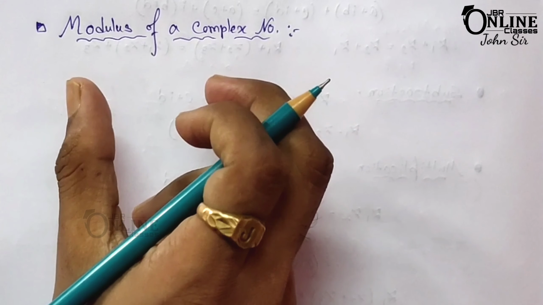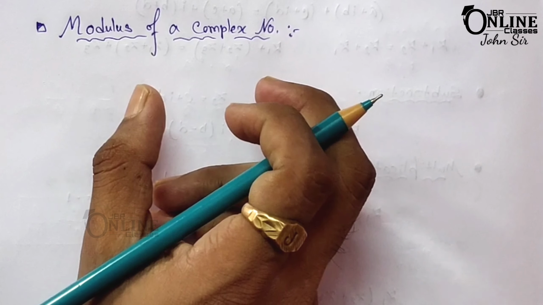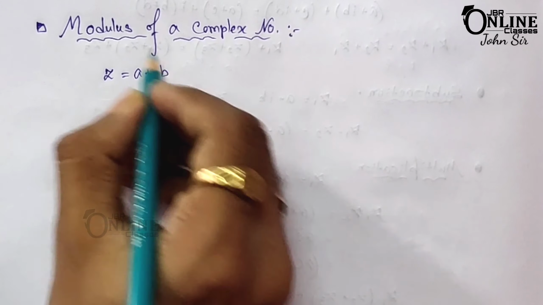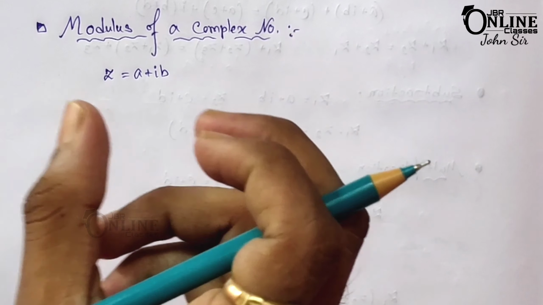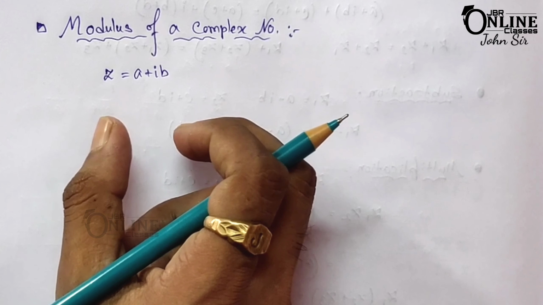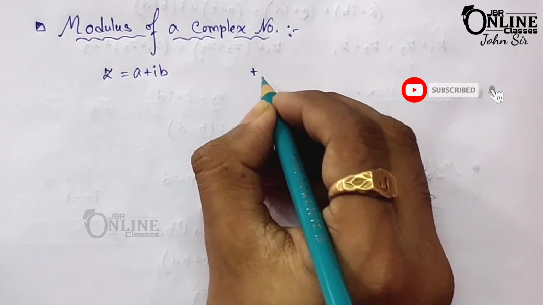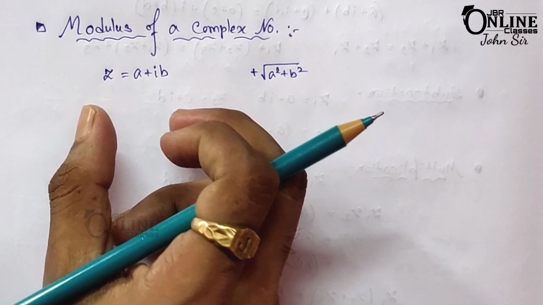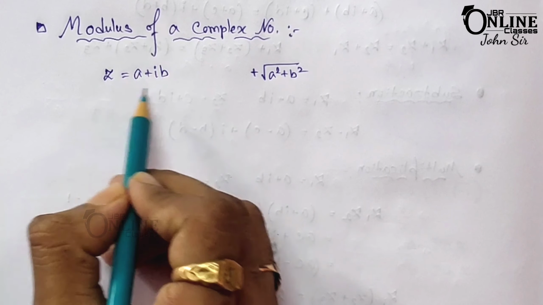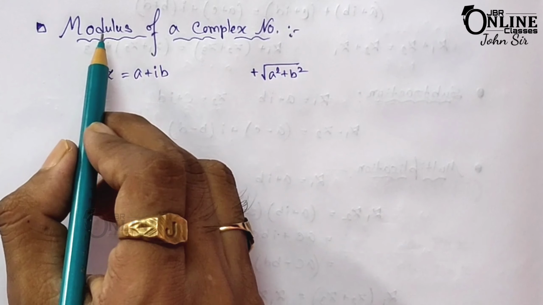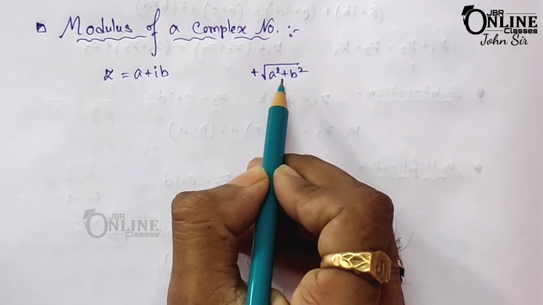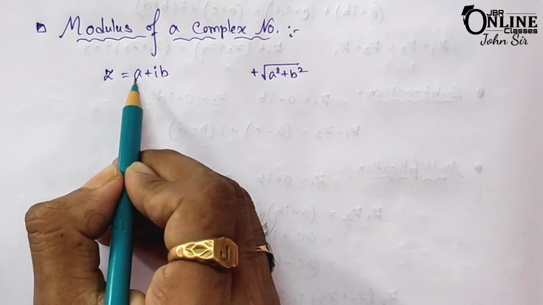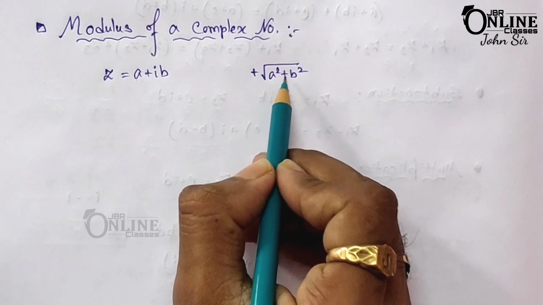Now next is the modulus of a complex number. Suppose z equals a plus ib is a complex number, then the modulus of that complex number will be, remember, plus root over a square plus b square, where a, b are real numbers. As here we have a, b, that's why a square plus b square. If there are x and y, then it will be x square plus y square.